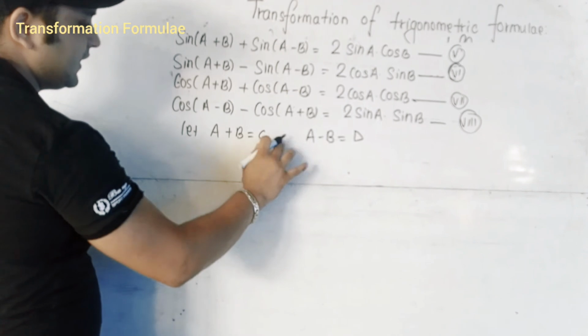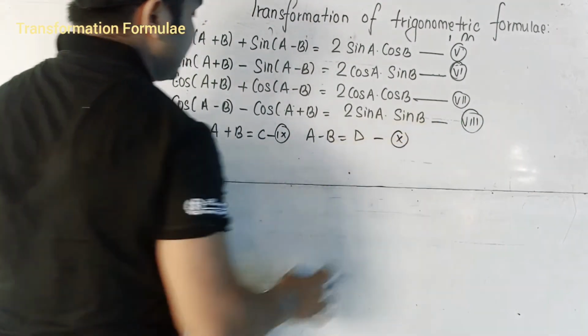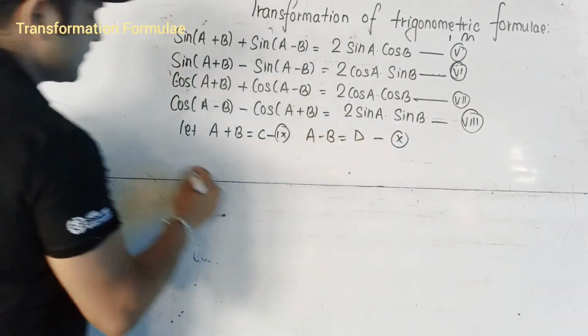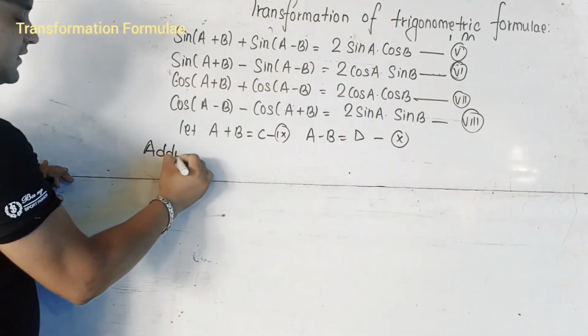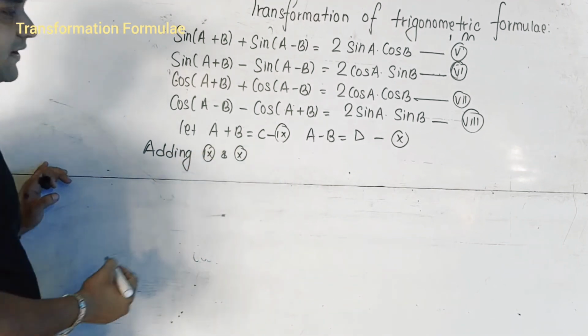I'm calling it equation 9 and equation 10. We have up to equation 8 here. So I am adding equations 9 and 10. Let's see what we get by adding these two.